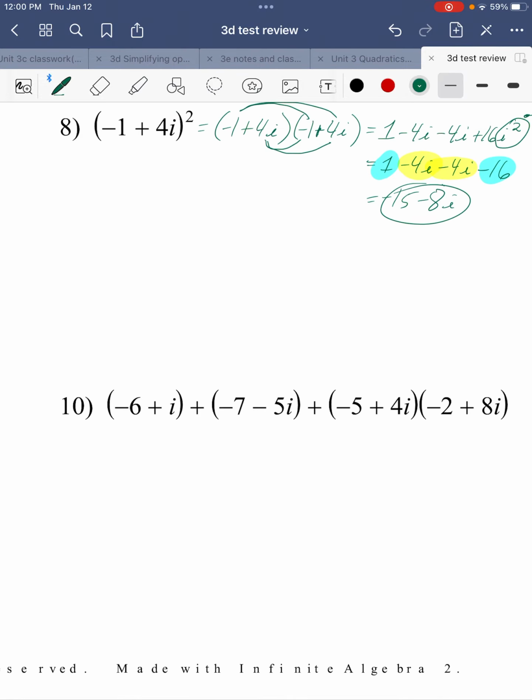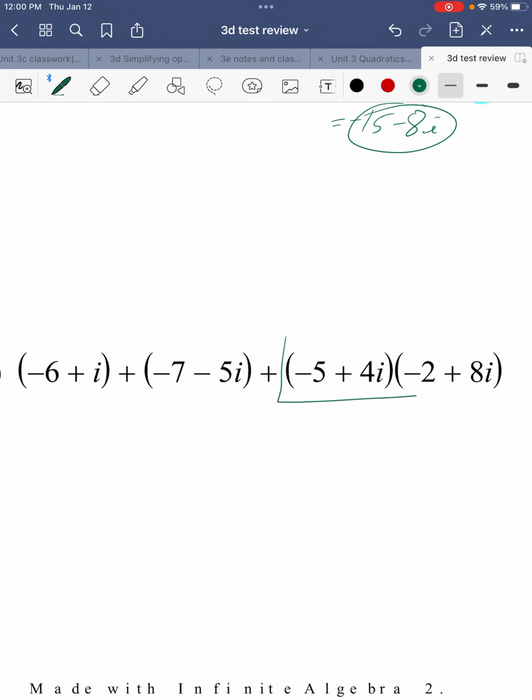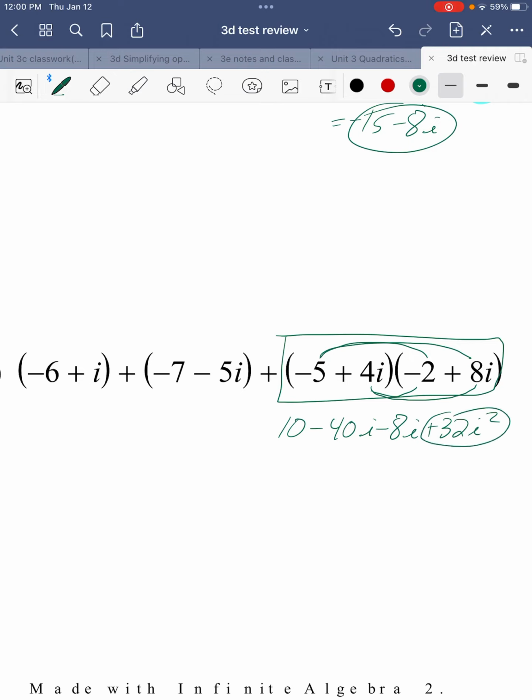And the last problem. We have addition and we also have multiplication. Do order of operations first. So we need to multiply these two binomials together first. So negative 5 times negative 2 is a positive 10. Negative 5 times 8i is negative 40i. 4i times negative 2 is negative 8i. And 4i times 8i is 32i squared. I'm going to simplify 32i squared as minus 32.